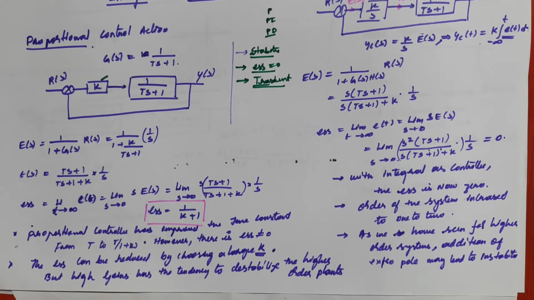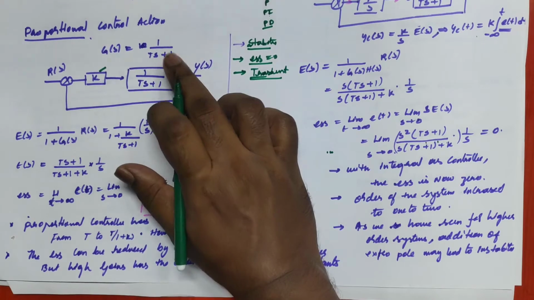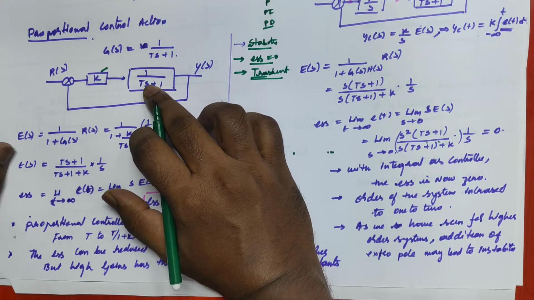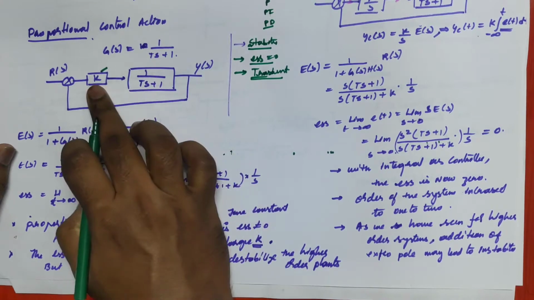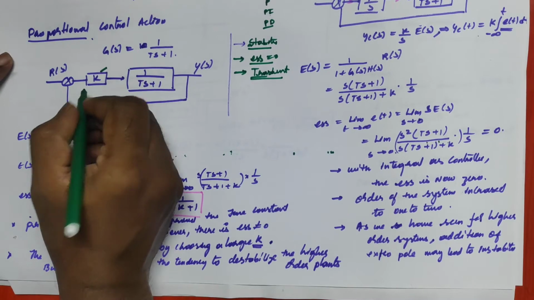Let us first look at the proportional control. In the proportional control, to explain that, I have taken a first order system with time constant tau. For this first order system, we added K. What is adding K actually doing?